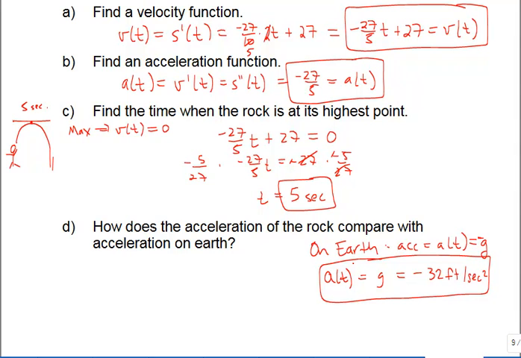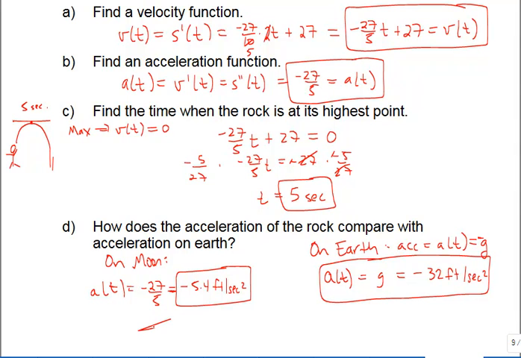Let's talk about what happened on the moon. What was our acceleration function on the moon? Our acceleration function, a of t, was negative 27 over 5. And as a decimal, that's negative 5.4 feet per second squared. So it's not as strong as the acceleration on the Earth. It's still going in the negative direction, so minus, but 5.4 is much smaller than that 32. So that's why you see those astronauts seemingly floating through the air, because the gravity isn't pulling them back down as quickly as it does on Earth. Okay?